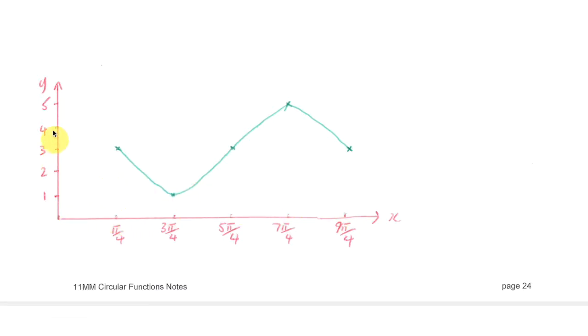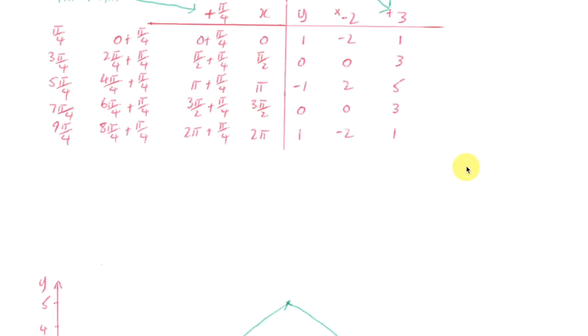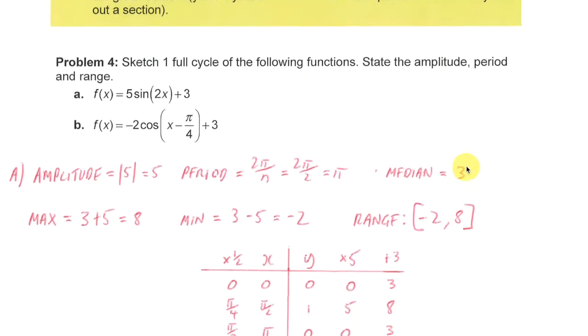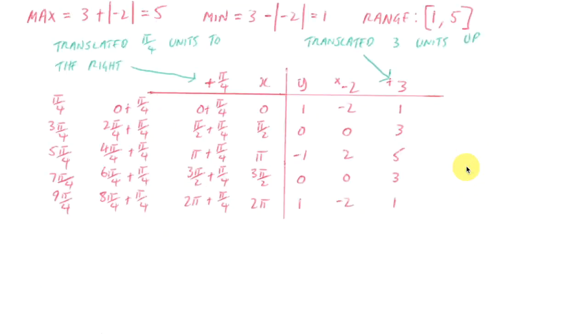Your y values are pretty easy to work out. And then I just place the points from the grid above. Done. Now it did say for 1 full cycle, I think. Yep, 1 full cycle. So that's done there. Finished.